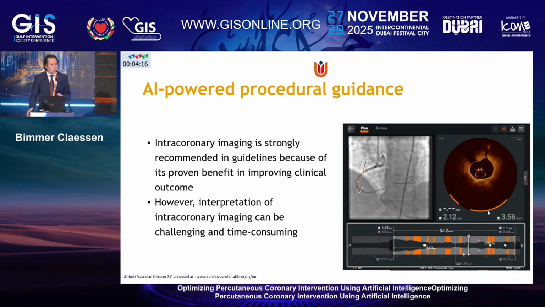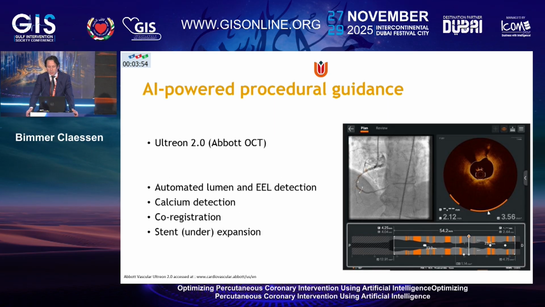The next talk will be specifically tailored towards intracoronary imaging, so I'll be rather quick with these slides. I think it's still important to stress that intracoronary imaging is strongly recommended in guidelines because of its proven benefit in improving clinical outcome. But it can be very challenging to interpret the images correctly and accurately, and it can be time-consuming. I think this is where AI is already making a difference.